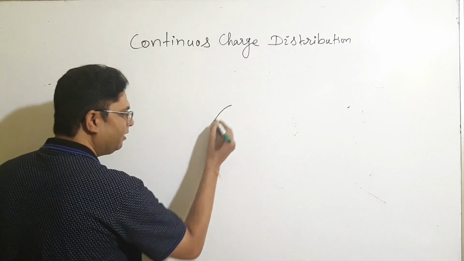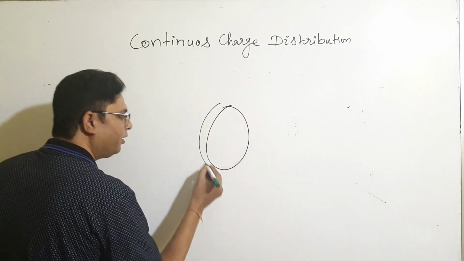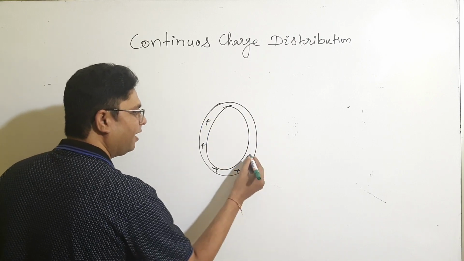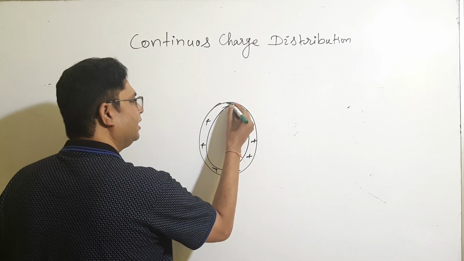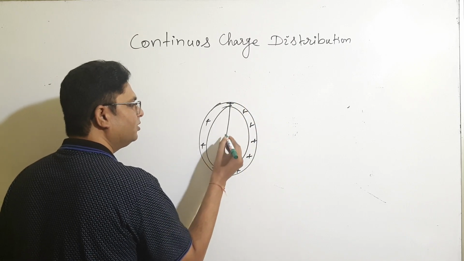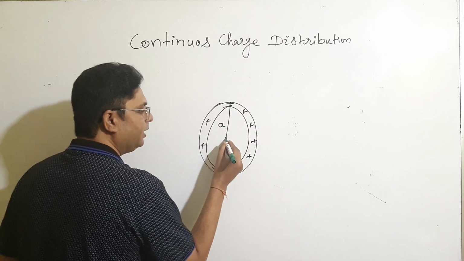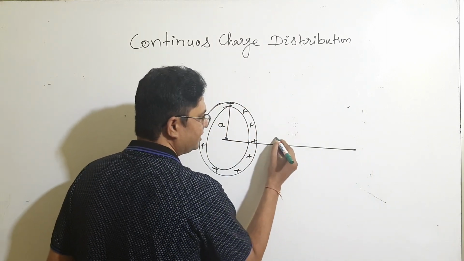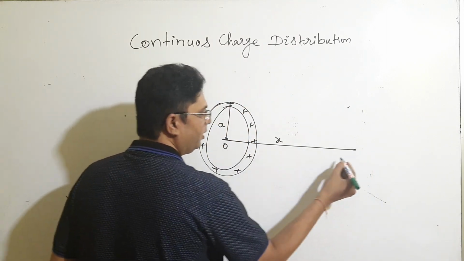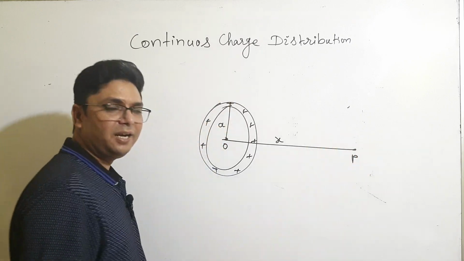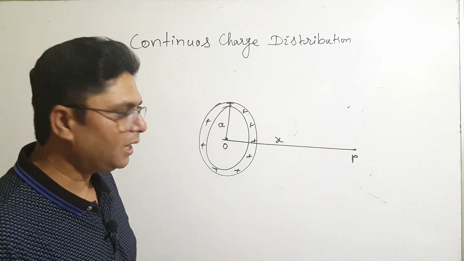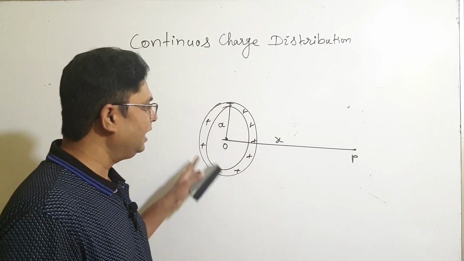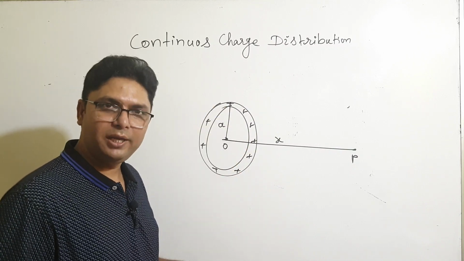The question is, here we have a ring. Let a ring have uniform charge, and this is the radius of the ring, a. This is the axis, and point P is at distance x from the center O. What is the electric field at point P? This means that you have to find the electric field at point P due to this linear charge body.